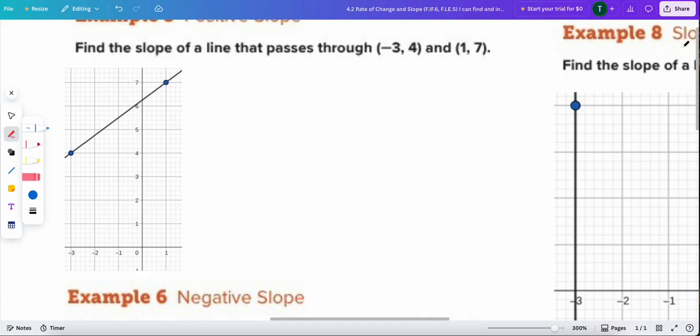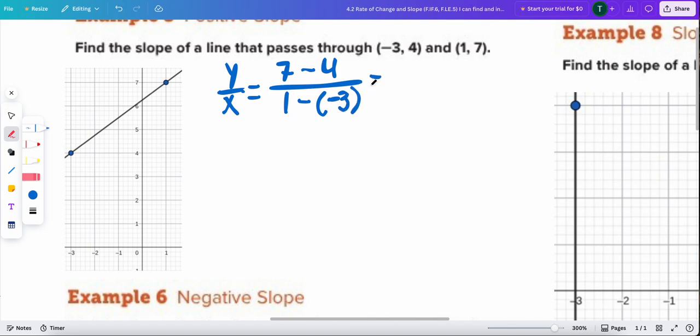So this first one, we're going to go ahead and do the formula part first. So it's our change in y over change in x. So whatever y we put first, we put its x first. So if I put 7 first, I have to put its x of 1 first. So this would be minus 4, which means this bottom part has to be minus negative 3. 7 minus 4 is 3. 1 minus a negative 3 is a positive 4. So this got me a slope of 3/4.